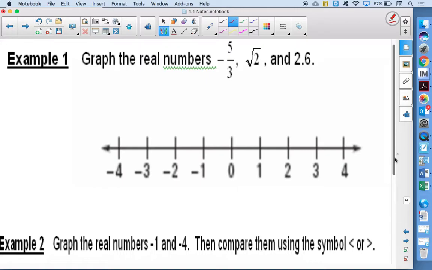What do you think you'd have to do with -5/3 to try and figure out where I'm graphing that on a number line? Yeah, we need to divide it. So if you have your calculator, in your calculator take -5 divided by 3. And Lana, what did you get when you took -5 divided by 3? -1.6 would be. Yeah, -1.6, and when it repeats, you can put that little hat on the top of it. So that's -1.6.